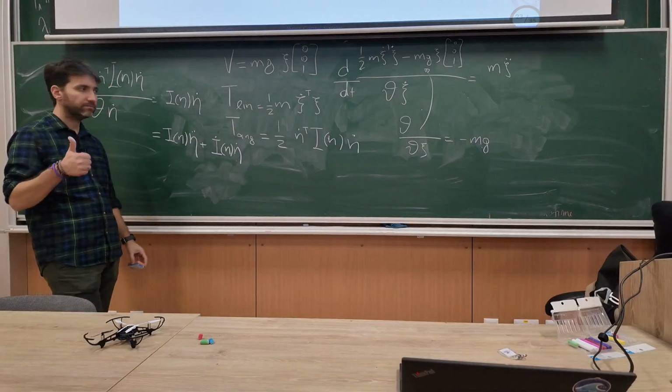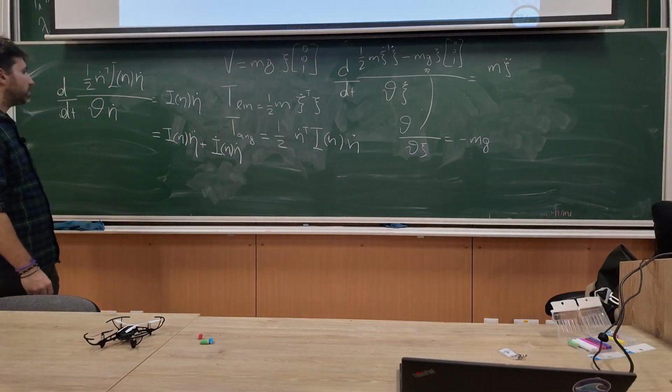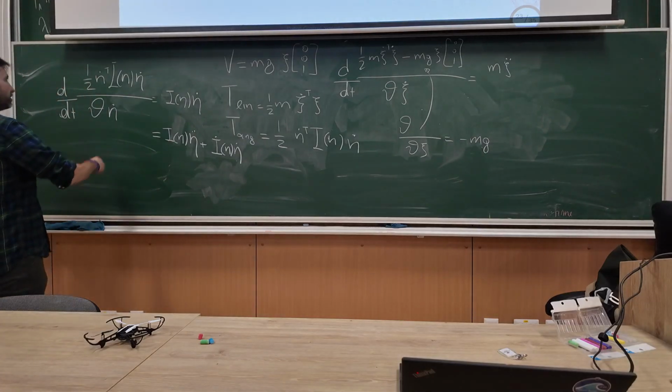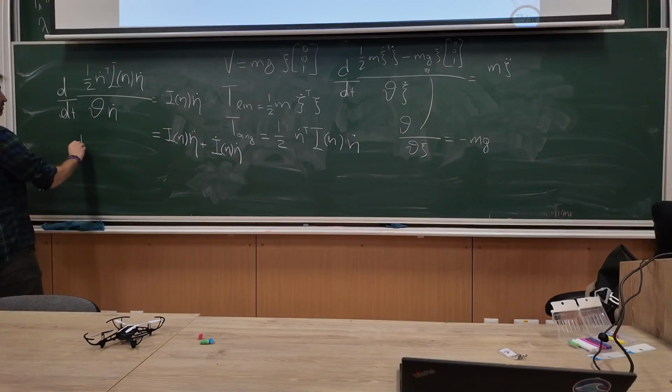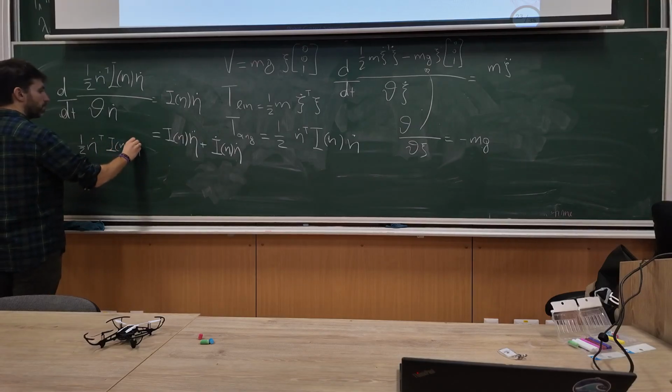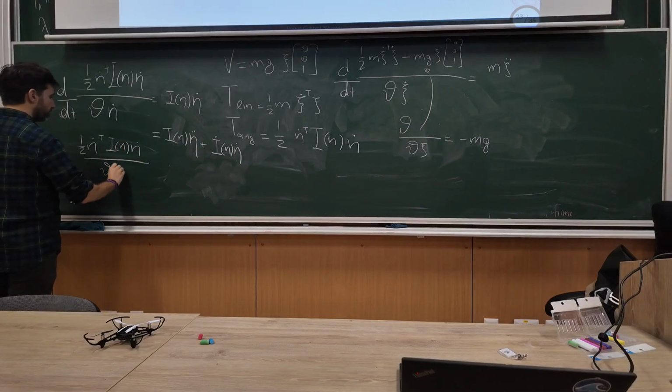All right. And what's the other derivation? So I have 1 over 2 eta dot t with eta.